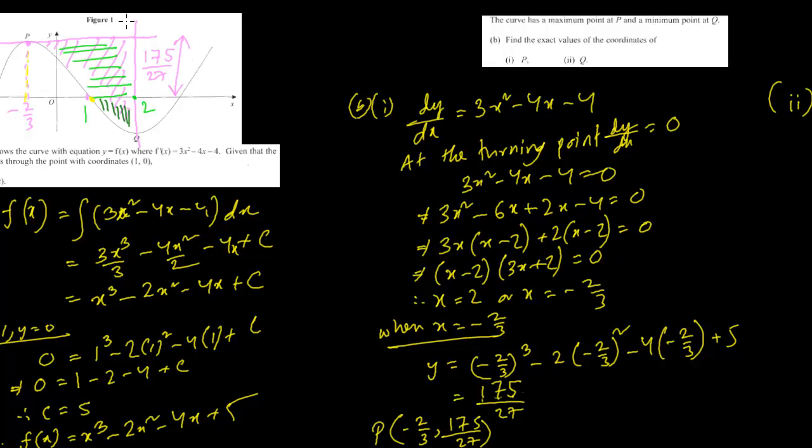This is the vertical, and we know the rectangle is going to be from this point to this point. So this is 2 by 3 in length, and this is 2 in length. So this width over here is going to be 2 plus 2 by 3, which is 6 plus 2, 8 by 3. So the rectangle is going to be 8 by 3 times 175 by 27.